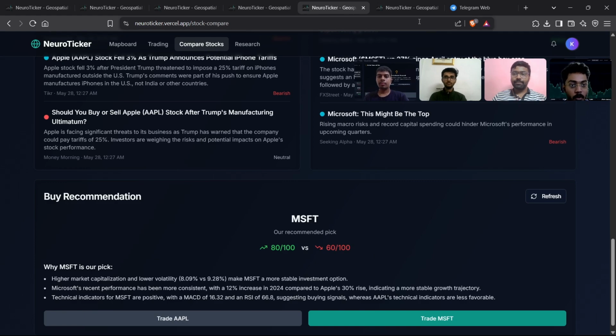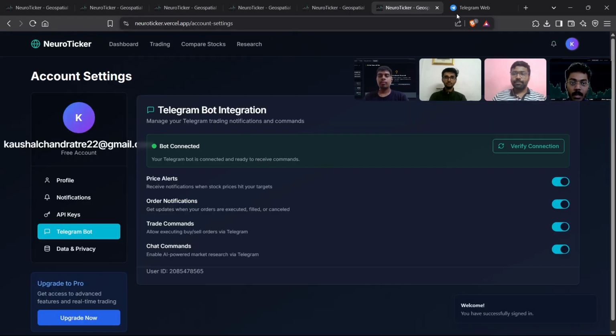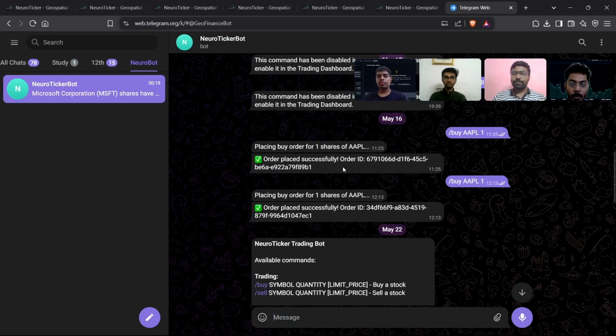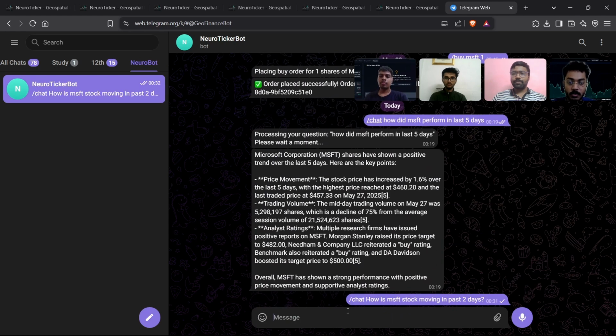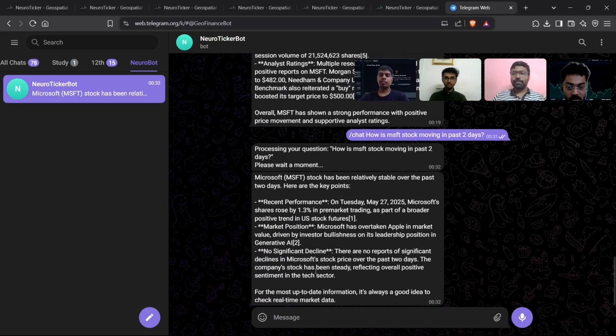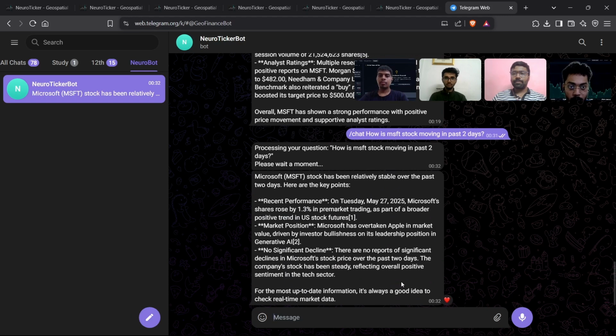And we also have a Telegram bot feature which can be enabled through user settings, and it allows the user to buy, sell, and create alerts through Telegram. And we can also chat with the bot from here. So let's say I want to ask the question, how is Microsoft stock moving in the past 2 days, so we can just ask it. It will process the query and provide the response.